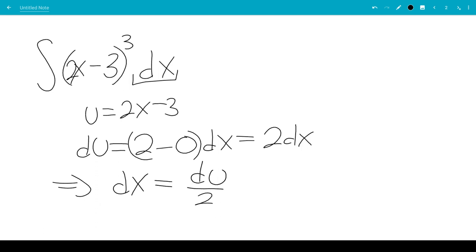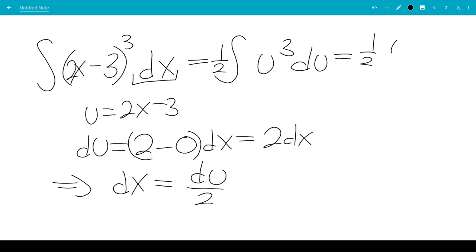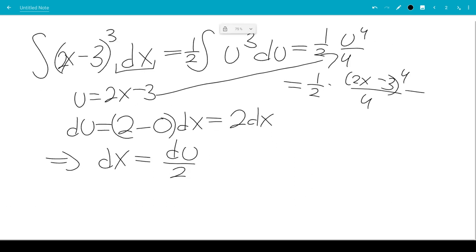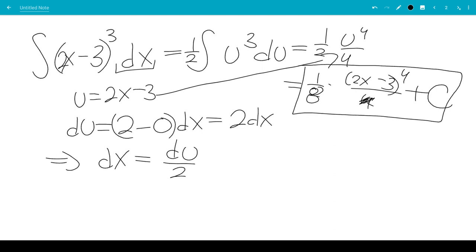So this will be the integral of u cubed, with 1/2 on the outside, and then du. This would be 1/2 times u to the 4 over 4, which is 1/2 times 2x minus 3 to the 4 over 4, since u is 2x minus 3. And then add c. The 1/2 and the 4 can combine to be 1/8. So this is the answer. So that's u substitution.